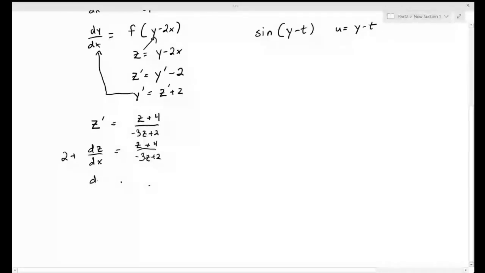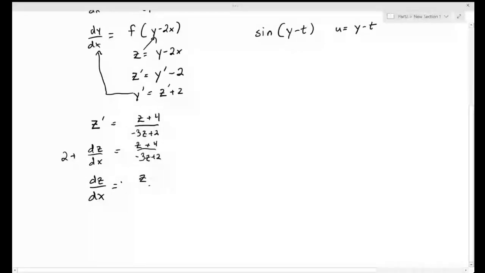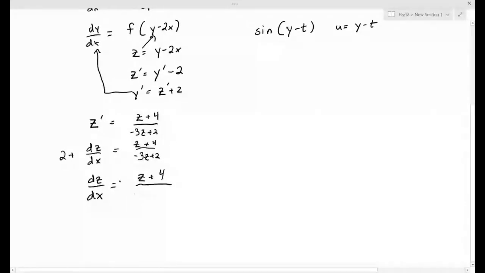All right. So let's bring the 2 over to the left. And now it's just a matter of finding a common denominator.